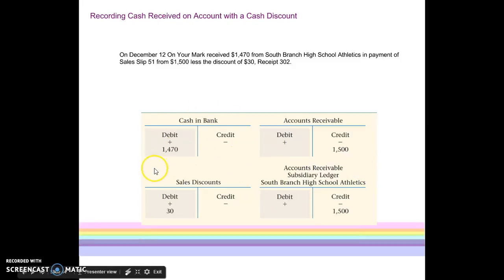So what are the accounts that are affected when transacting this receipt? In this case, we would debit cash and bank for the amount that we received. We received $1,470. However, the sales slip was for $1,500, which means that we had previously logged that our customer, South Branch High School, owes us $1,500. If we simply record a $1,470 receiving of cash, it's going to leave a $30 balance that is left to be collected from this particular customer. So what we do instead is we record that $30 as a debit to a contra revenue account, sales discounts.